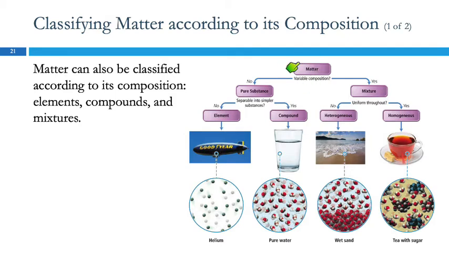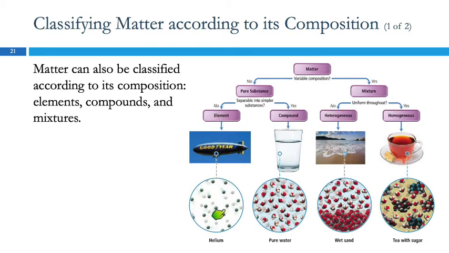So here we have matter. Some matter has a variable composition. It's not always the same. Other matter is always the same. So if it's always the same, we say it's not variable, it's a pure substance. So that pure substance, can we break it down into simpler substances? If yes, it's a compound. If no, it's an element.